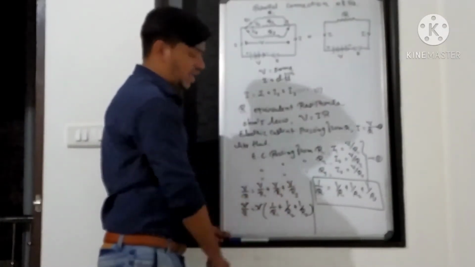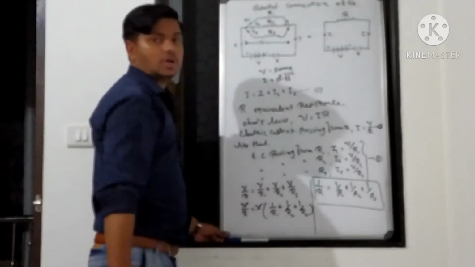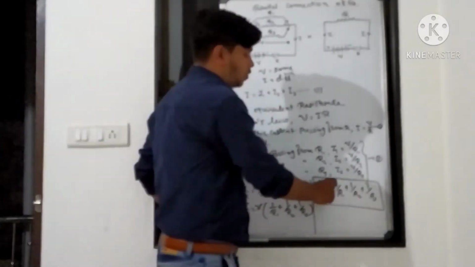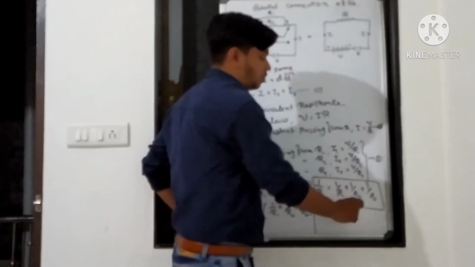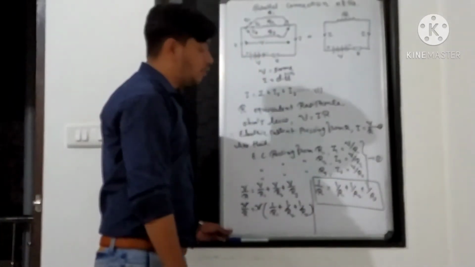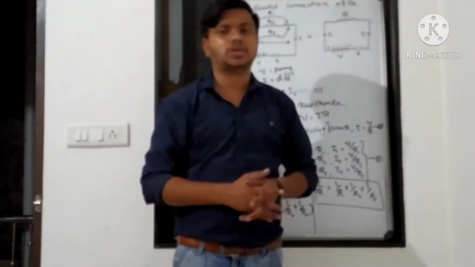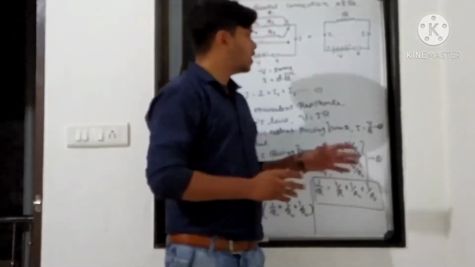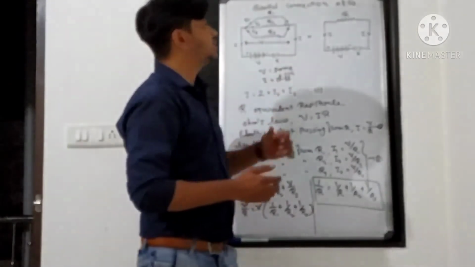Now take a common V, then just remove it. Right? They cancel out. So you get 1 upon R is equal to 1 upon R1 plus 1 upon R2 plus 1 upon R3, which is the equation for the equivalent resistance connected in parallel. So what are the conclusions of this connection?